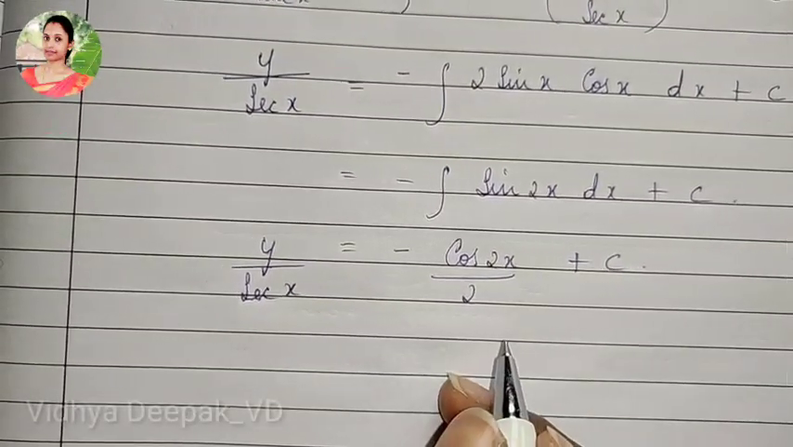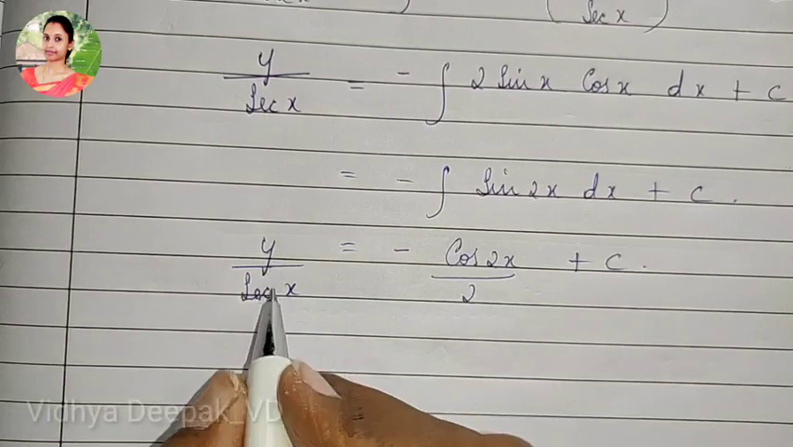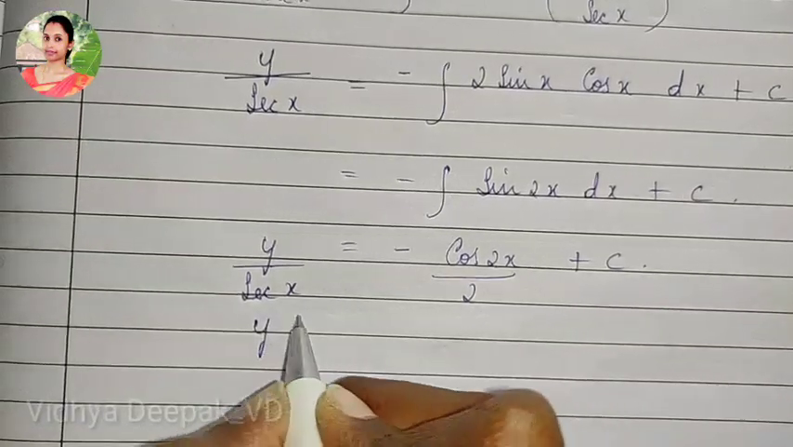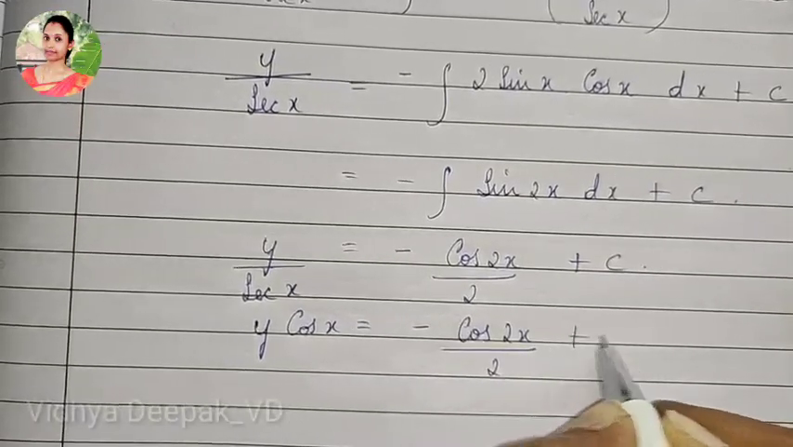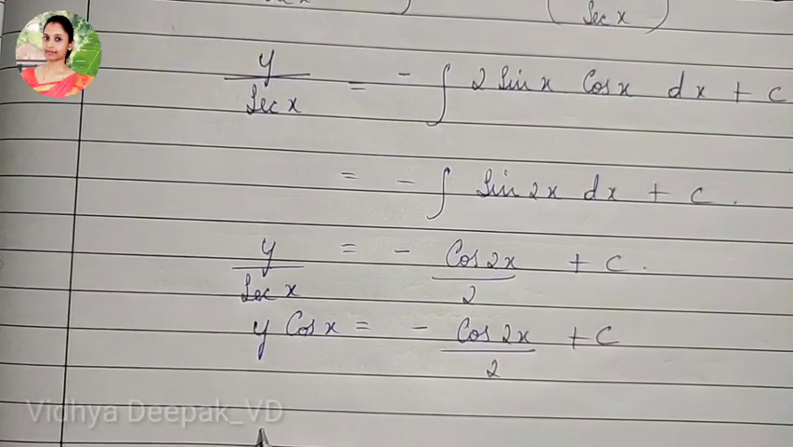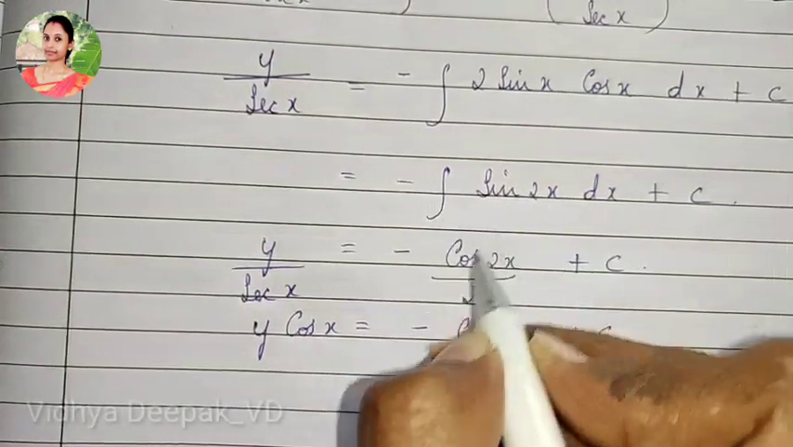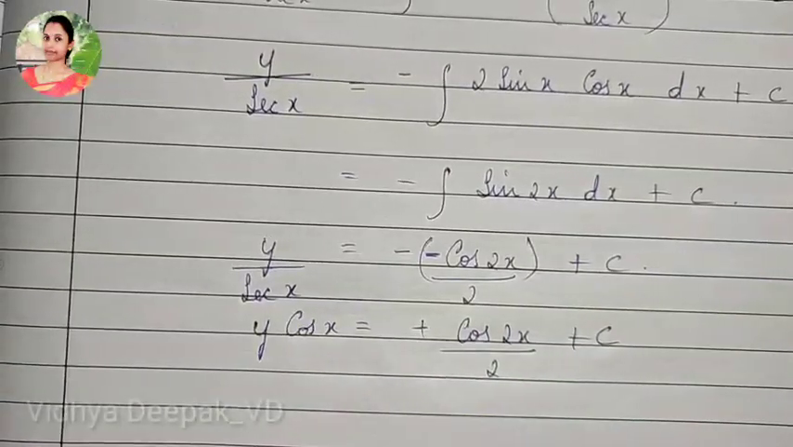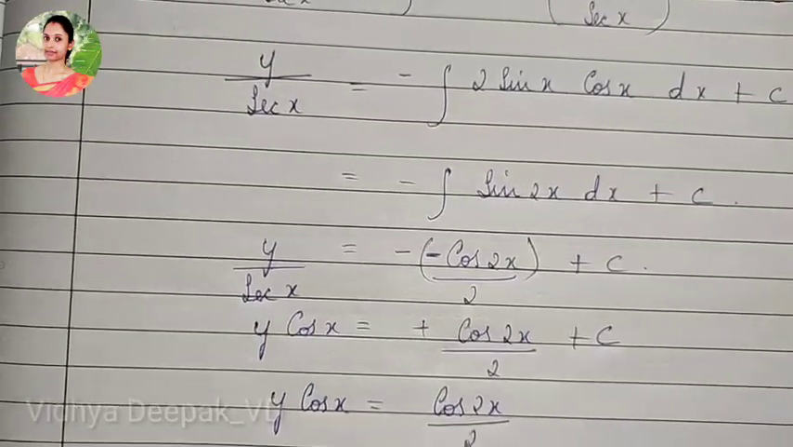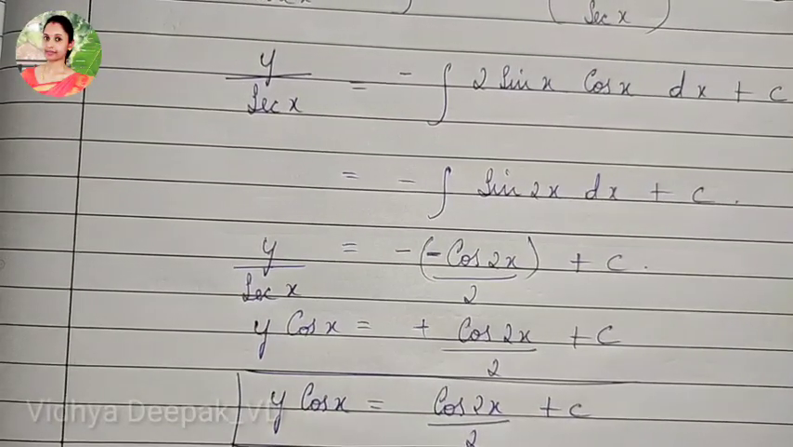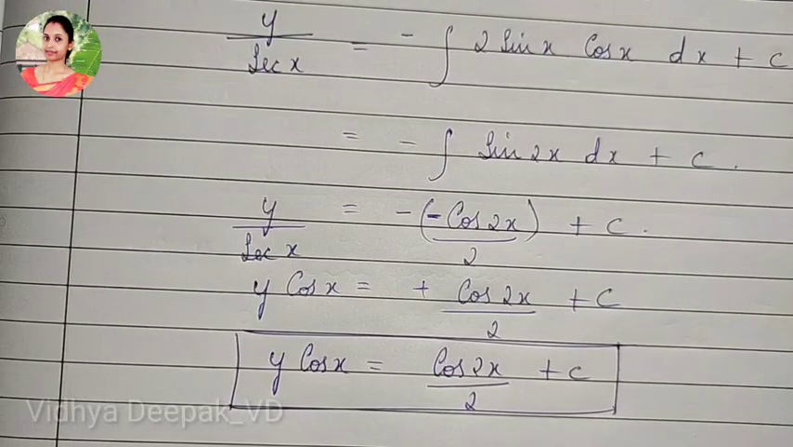Now we will write this 1 by secant as cos. So y cos x is equal to minus cos 2x divided by 2 plus c, which is our required. Sorry, here we have made a mistake. Integration of sine 2x is minus cos 2x divided by 2, right? So this becomes plus. So our answer is y cos x is equal to cos 2x divided by 2 plus c. So this is our required solution for the differential equation. Okay, linear differential equation.